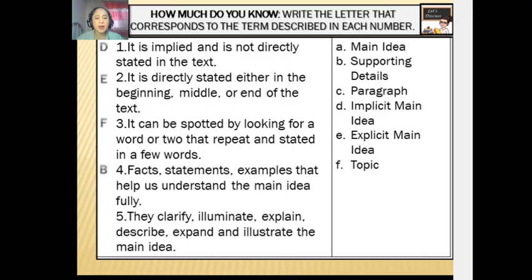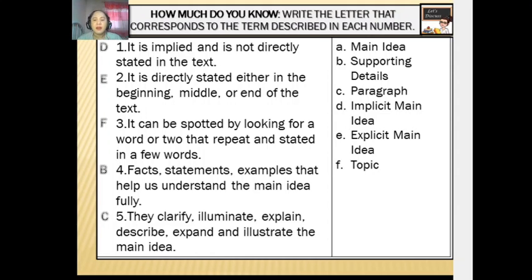How about number 5? They clarify, illuminate, explain, describe, expand, and illustrate the main idea. What do you think it is? Is it main idea or topic? Is it paragraph? Is it supporting details? Implicit, explicit? What do you think? If you say it's letter C, paragraph, you're right.